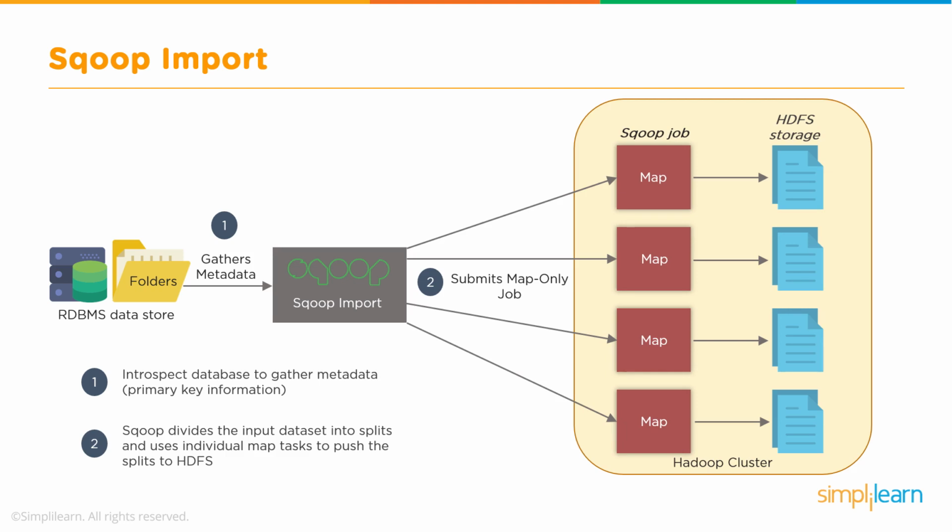Remember we talked about MapReduce? It only needs the map side of it because we're not reducing the data, we're just mapping it over. Sqoop divides the input data set into splits and uses individual map tasks to push the splits into HDFS, so right into the Hadoop file system. And you can see down on the right a small depiction of a Hadoop cluster.